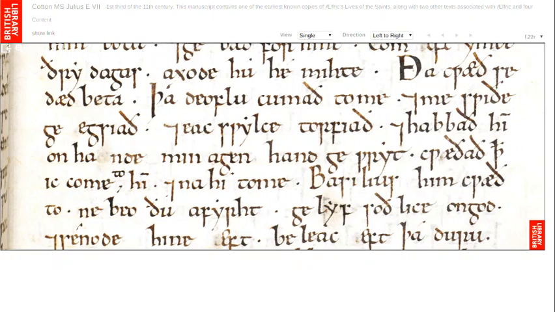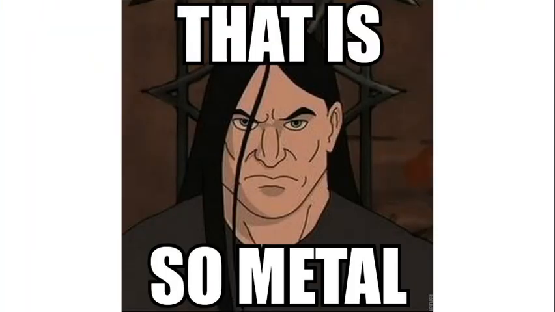So from the Old English it says, then the revived man said, the devils came to me and terrified me and frightened me, and they put my hand in theirs and said that I'm coming to them and they're not coming to me. So this is a man telling about an account with demons, which in my opinion is just metal AF. There's a lot of really metal stuff in early medieval English literature.